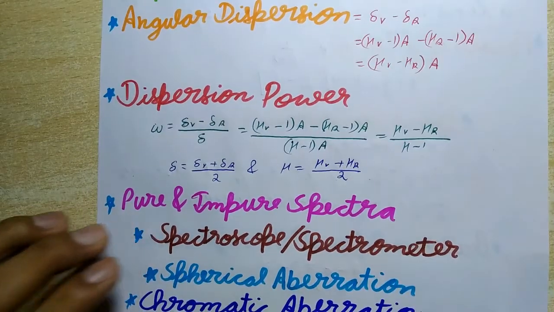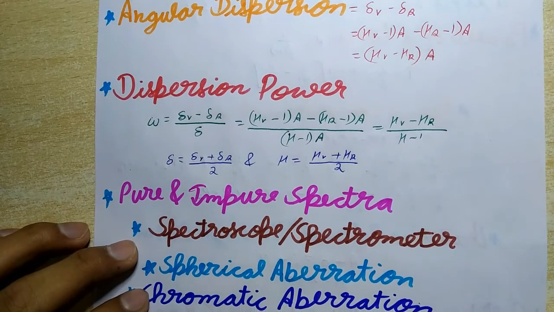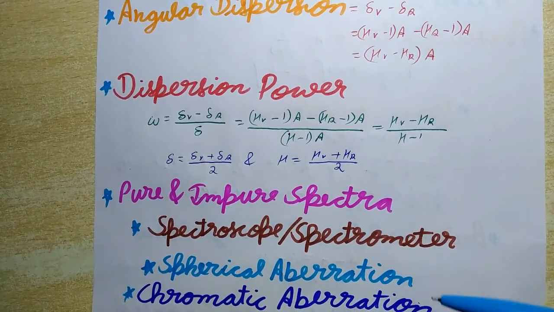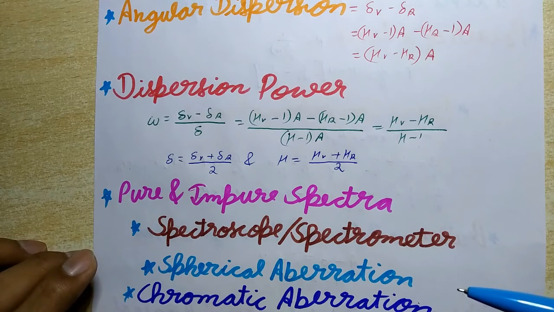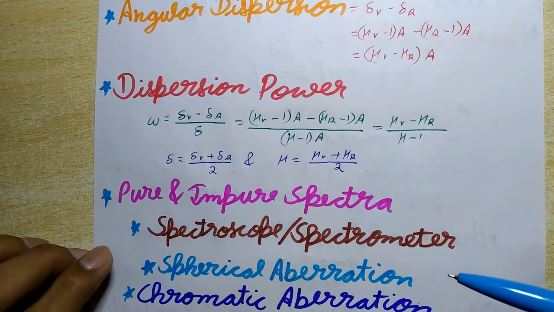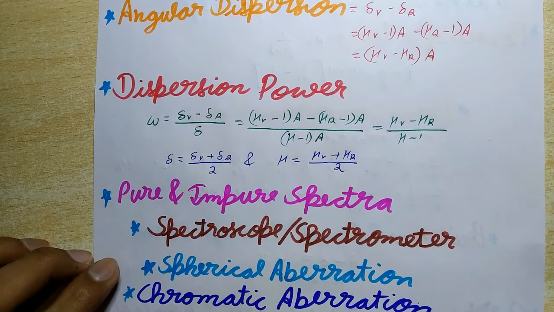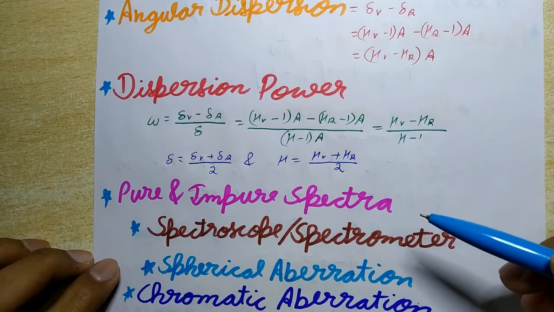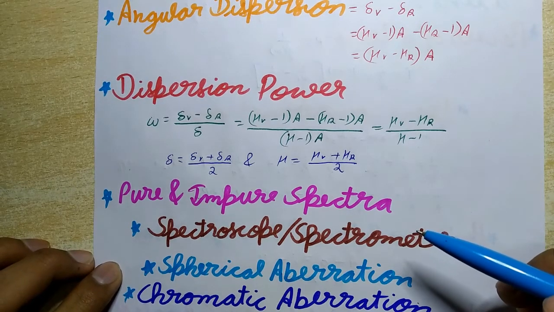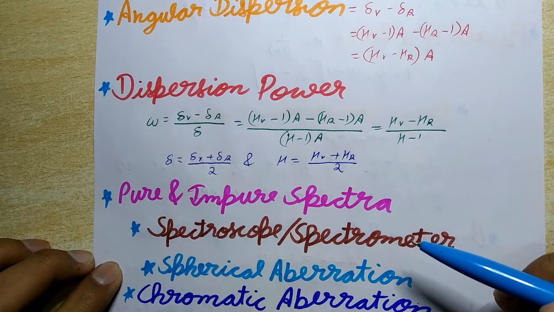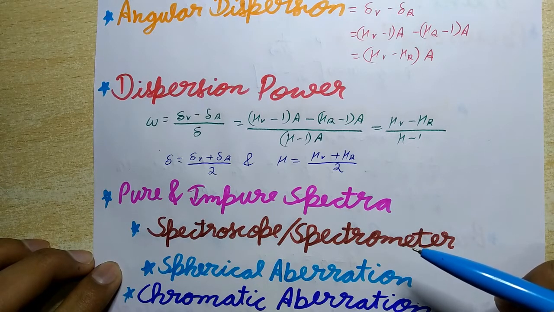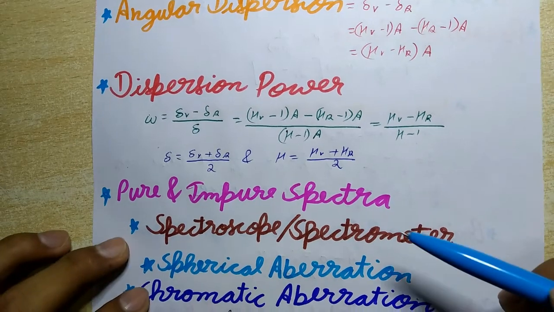Now next is pure and impure spectra. The spectrum in which the component colors of spectra of different rays overlap each other and the various colors are not distinctly seen is called an impure spectrum, and a spectrum in which there is no overlapping of colors and different colors are distinctly seen is called the pure spectrum.